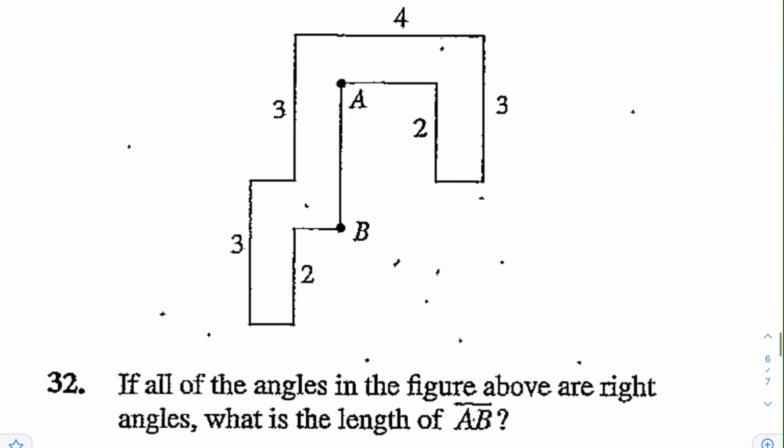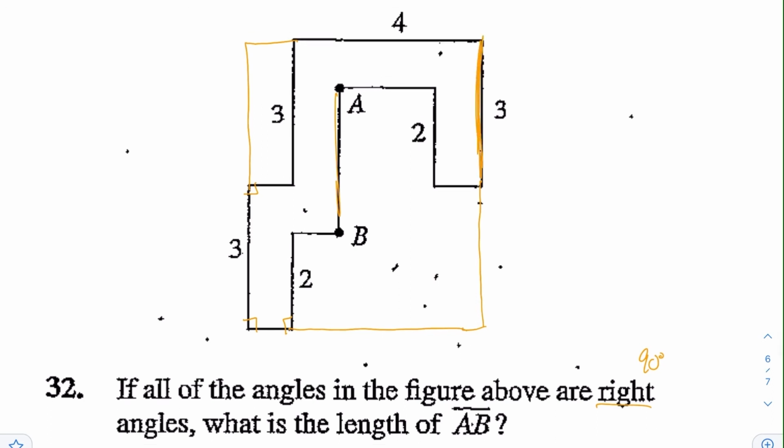Next, for number 32: if all of the angles in the figure above are right angles, what's the length of AB? So you want this mystery side here. Now, because they're all right angles, that means they're all 90 degrees. So they're all L-shaped, which means you can make a really big grid to connect all the points together. So when you make this big rectangle, you can just start subtracting to figure out the missing pieces.